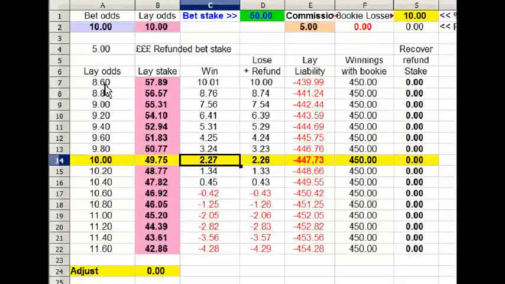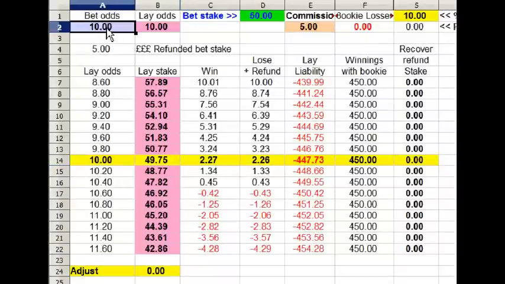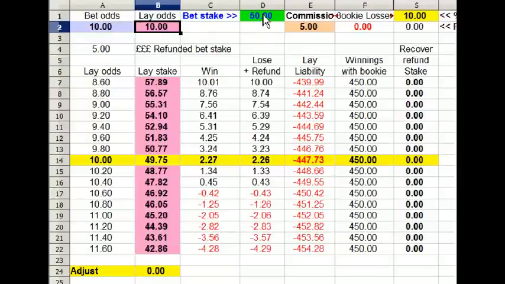This is quite a standard layout for my spreadsheets. Input your bookie bet odds at the top there, and your Betfair lay odds. That's your bookie bet stake, commission rate in Betfair, and that is the percentage of the refund from the bookie. We'll come back to this cell later on.